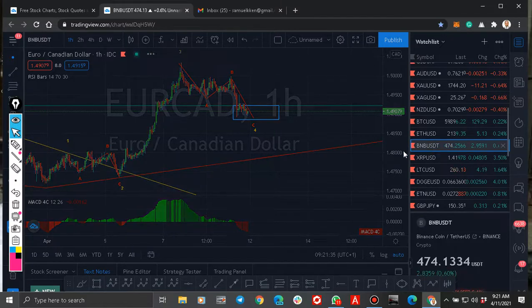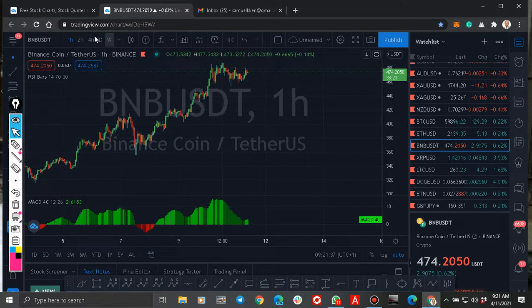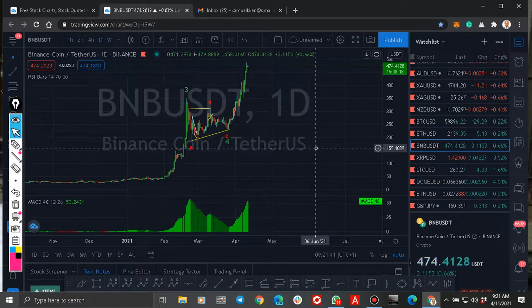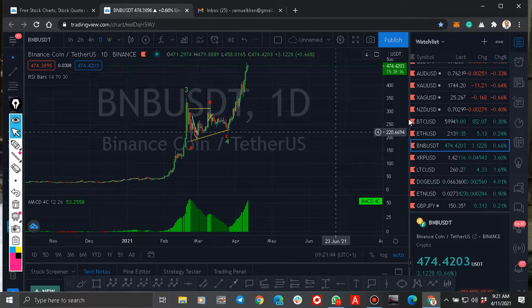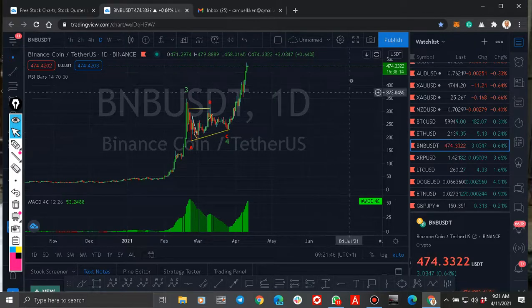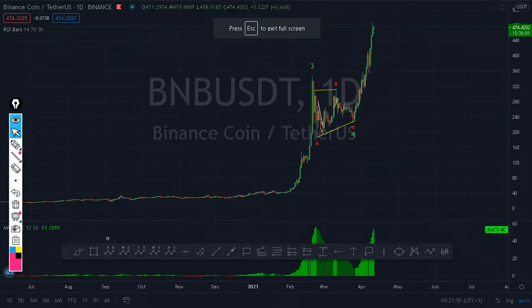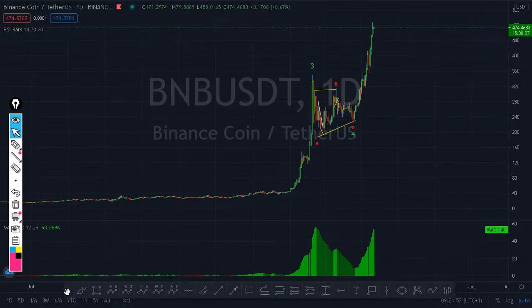Okay, this is BNB. Let me go to daily. Okay, this is BNB USD, Binance Coin against USDT. USDT and USD are the same value.